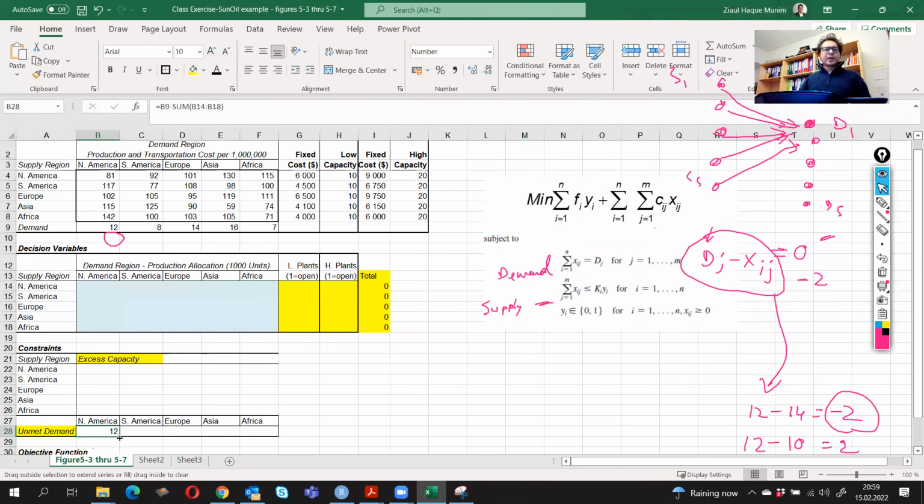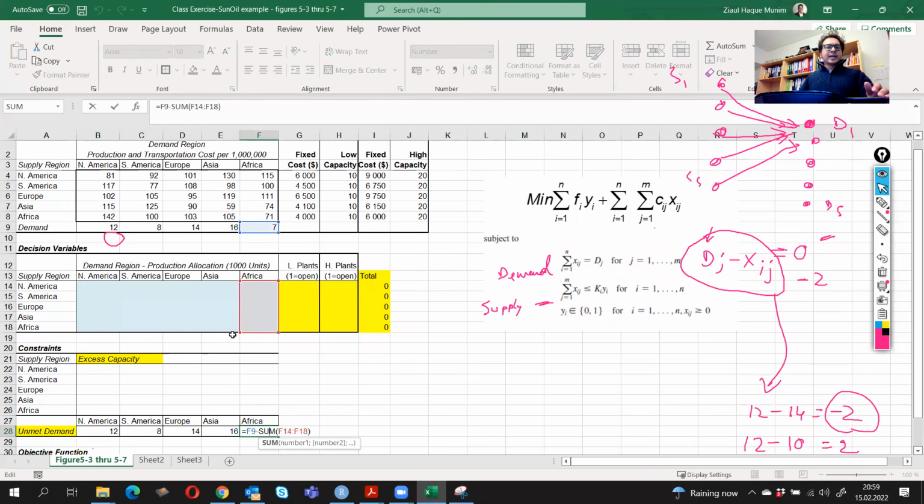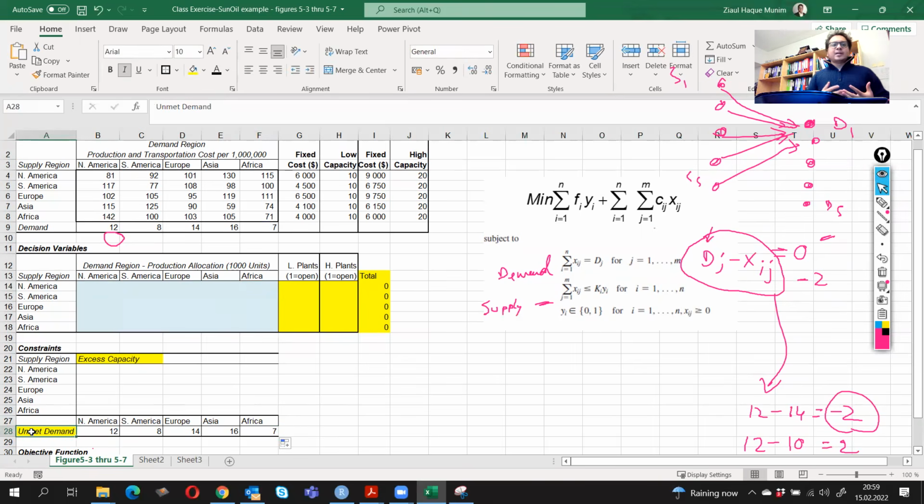And then we can just quickly drag it. And just to double check, we double click and see that, yeah, for Africa, the equation is the demand for Africa minus all the supplies to Africa. Okay. So this is what we call unmet demand. And it has to be 0. Okay. So all demand has to be met. So it has to be 0 after optimization. Okay.